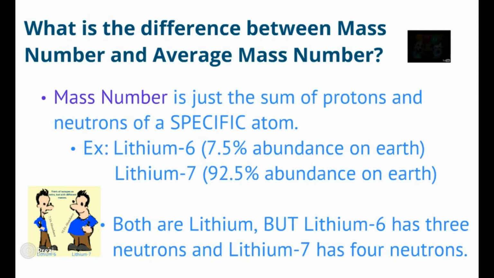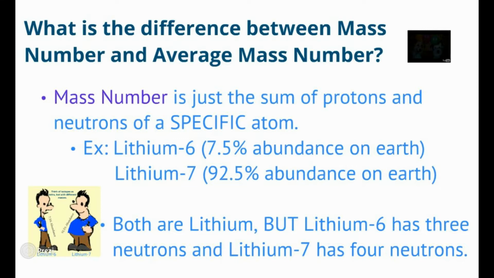This has already been predetermined. You don't have to figure it out. But basically, on the planet, if you find a lithium atom, you have a 92.5% chance of finding one that is lithium-7. You have a 7.5% chance of finding one that is lithium-6. Does that make sense? They're the same thing, but they're just different sizes. That's the only difference. So you're more likely to get a heavier one than a lithium-6.